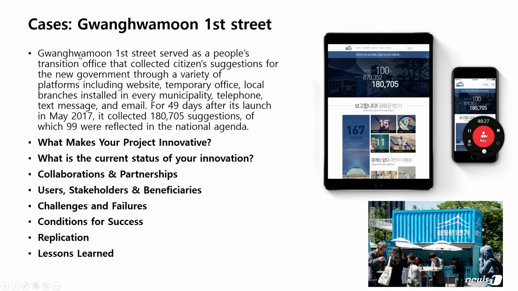Gwanghwamun First Street serves as a people's transition office that collects citizen suggestions for the new government through a variety of platforms, including website, temporary office, local branches through every municipality, telephone, text message, and email. For 49 days after its launch in May 2017, it collected many suggestions, of which 99 were reflected in the national agenda.